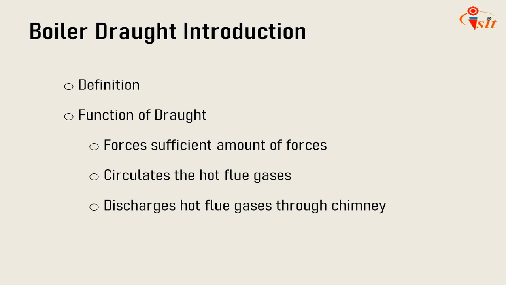The boiler draught may be defined as the small pressure difference which causes the continuous flow of gases inside the boiler. In other words, the draught is a small pressure difference between the air outside the boiler and gases within the furnace or chimney. The boiler draught performs various functions: it forces a sufficient quantity of air into the furnace for proper combustion of fuel.